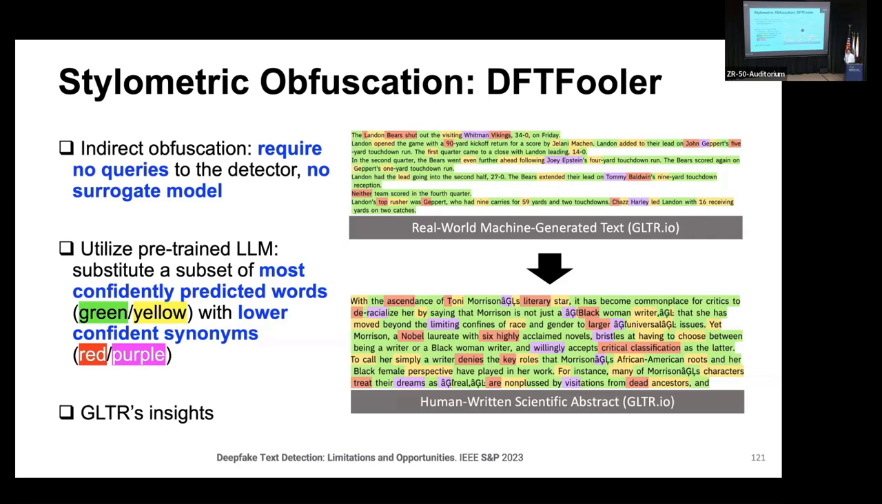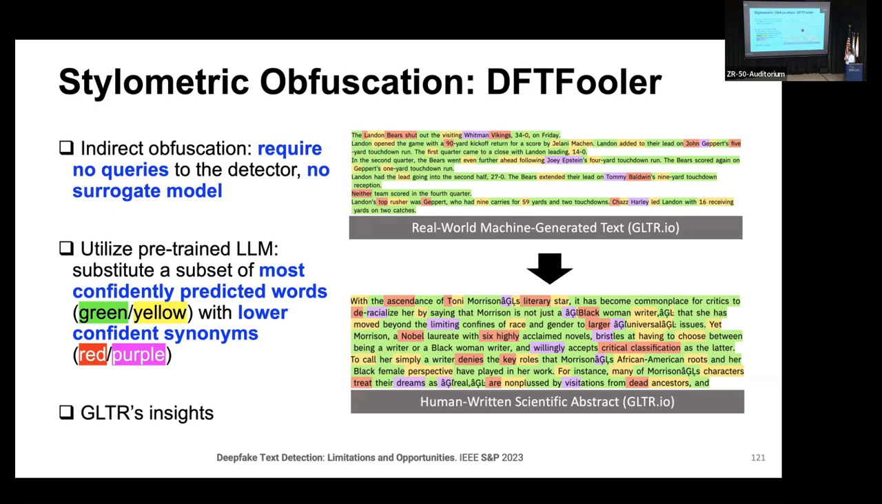The next technique is called DFT-Fooler. This technique is very smart, because it doesn't require any query to any detection models. What it does is indirect obfuscation. It requires no query to detectors and no surrogate models. To do that, the DFT-Fooler utilizes pre-trained language models. It substitutes a subset of the most confidently predicted words, for example, in the colors green and yellow, with lower-confidence synonyms in red and purple.